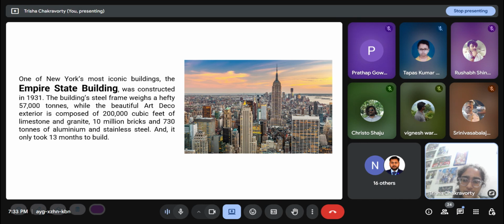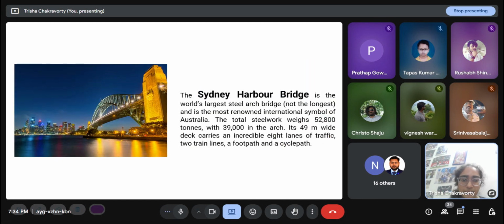The Empire State Building of New York, everyone would have seen photos of it. It was constructed in 1931. It weighs 557,000 tons of steel, and it only took 13 months to build. A concrete structure this large could never be built in such less time. The Sydney Harbour Bridge: most of the wonderful bridges in the world are steel structures. The Sydney Harbour Bridge is the world's largest steel arch bridge, and it's the most renowned international symbol of Australia. The total steelwork weighs 52,000 tons.